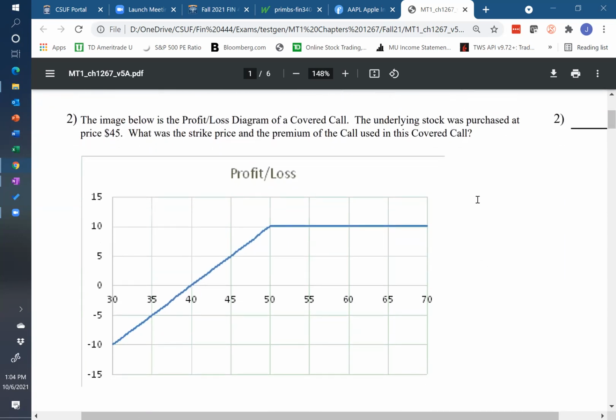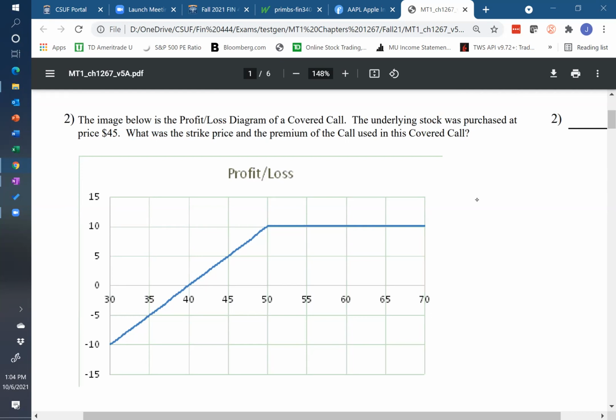All right, let's go to the next one. The image below is the profit loss diagram on a covered call. The underlying stock was purchased at price 45. I'm sorry, I can't write on this, but maybe you can see the cursor there. What was the strike price and premium of the call used in this covered call? So the first one, what's the easy one? What's the strike price? We can just see where the diagram changes. Strike price was 50.